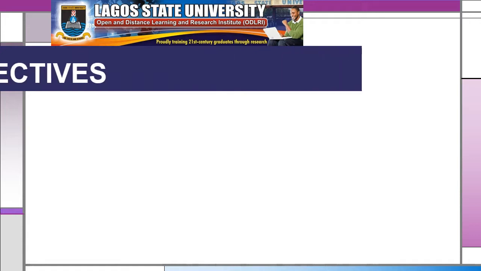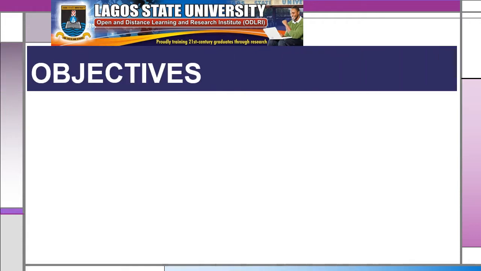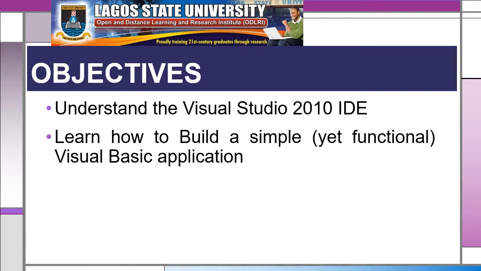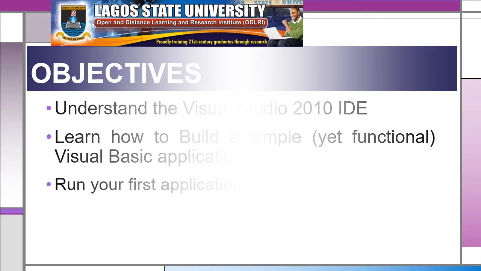Now, what are we learning? What are our objectives for this course? First, you will need to understand the Visual Basic Integrated Development Environment, that's IDE. That's understanding the Visual Studio 2010 IDE. Then you learn how to build a simple yet functional Visual Basic application. Then you should be able to run your first application.